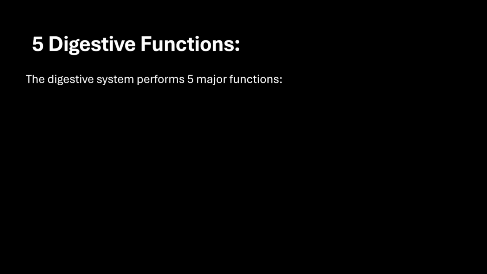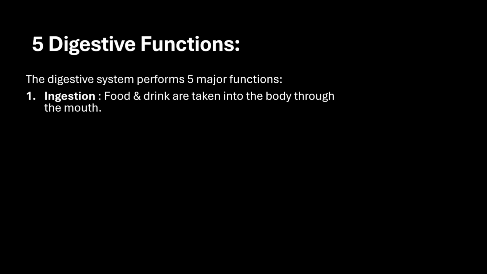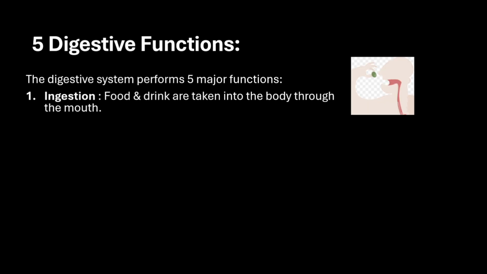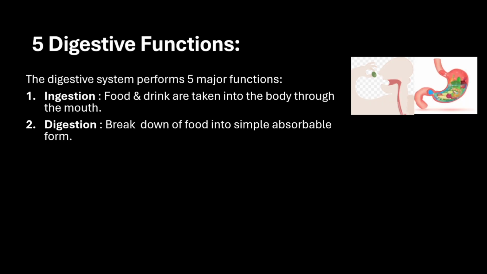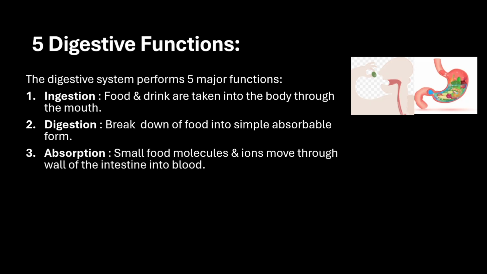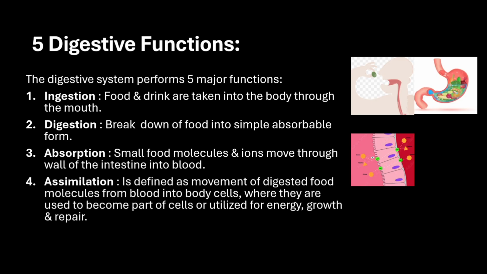So our digestive system performs 5 major digestive functions, starting with ingestion. Ingestion is very basic. In this process, the food and drink are taken into the body through our mouth. This is known as ingestion. Next process is digestion. Digestion is the breakdown of food into a simple, absorbable form which our body can absorb easily. Absorption is the next process in which small food molecules and ions move through the wall of the intestine into our blood.